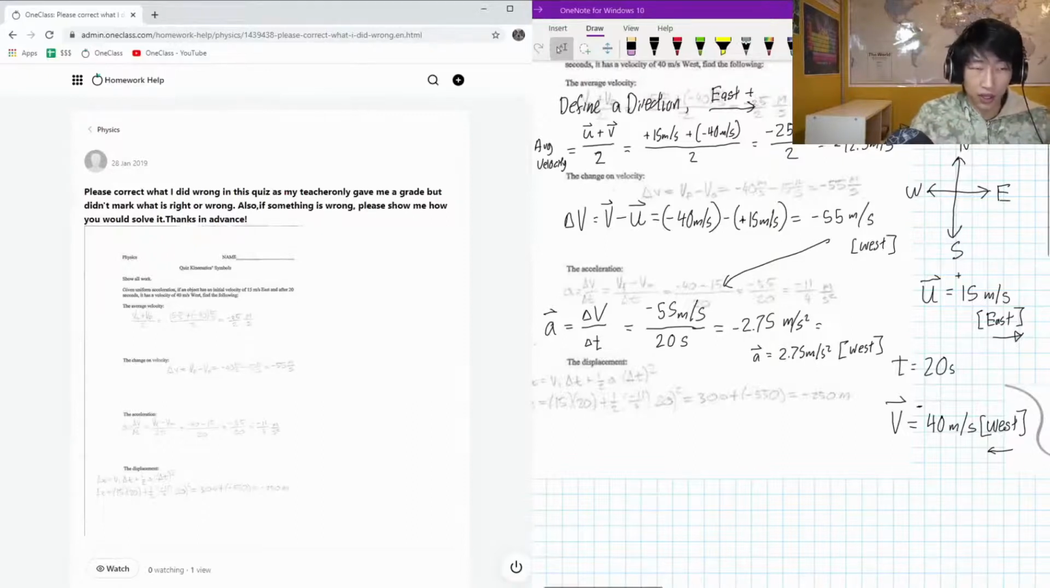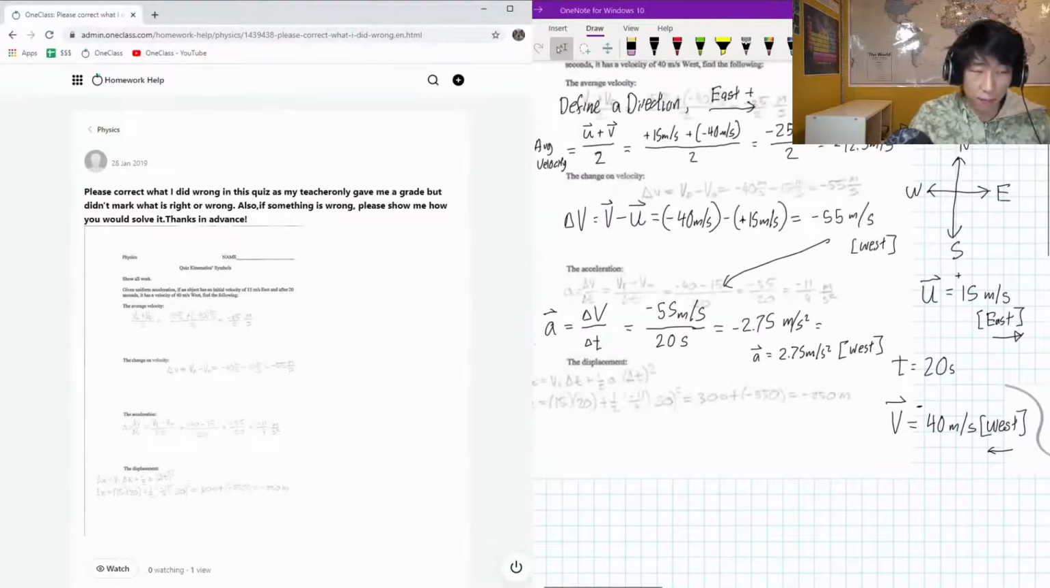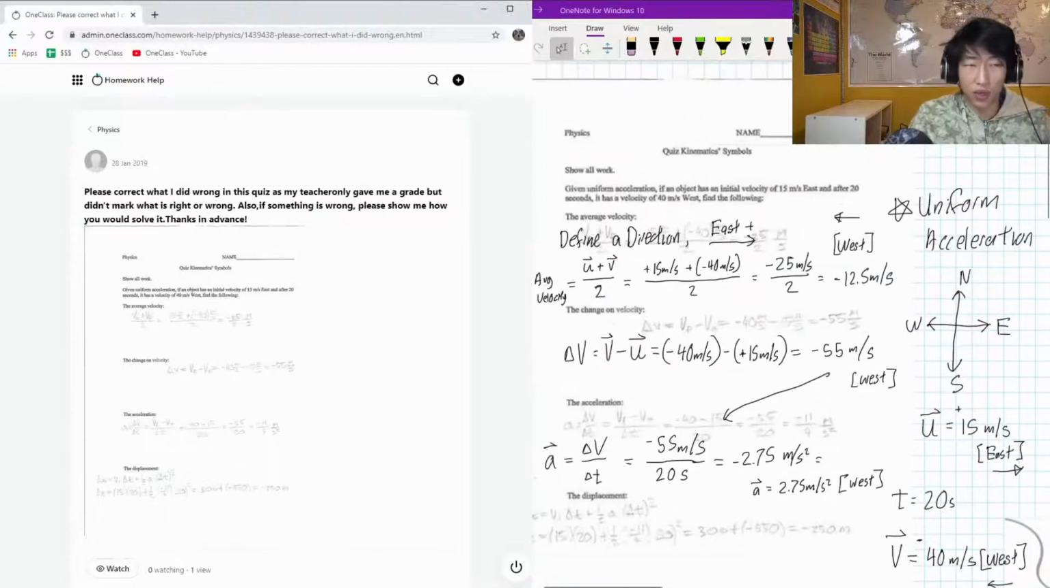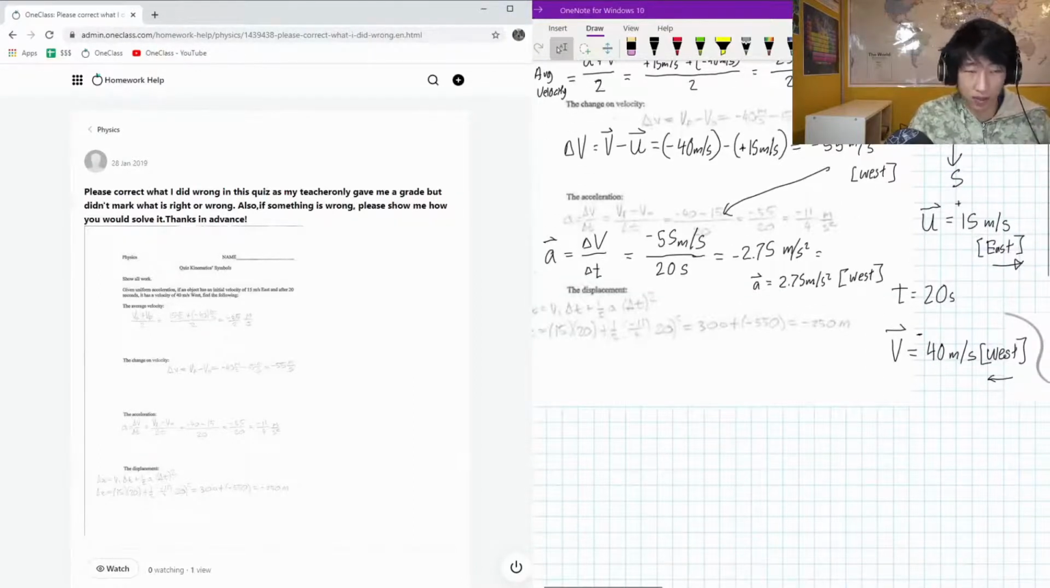Okay, and so now we can move on to the last little section of this question, which is asking us for the displacement. Basically, how much did we move? What distance did we cover for us to change our velocity from 15 west to 15 east to 40 west, all in meters per second. Okay, so for this, from what we got here, it's a great start. We want to start with our kinematics equations.